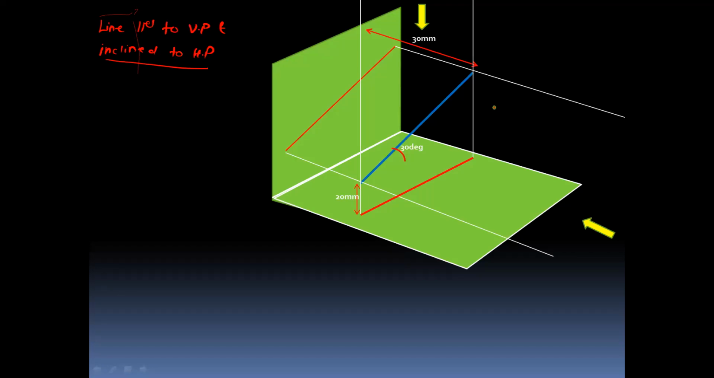So you should always remember that if the line is parallel to the vertical plane, then in the front view we will get the true length. If the line is parallel to the horizontal plane, then in the top view we will get the true length.